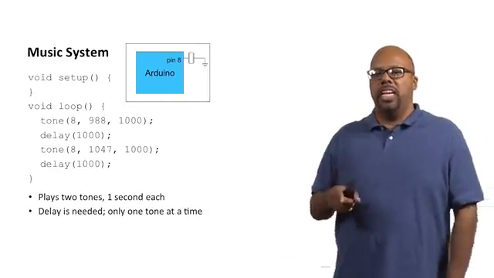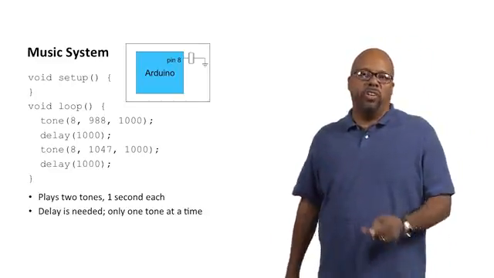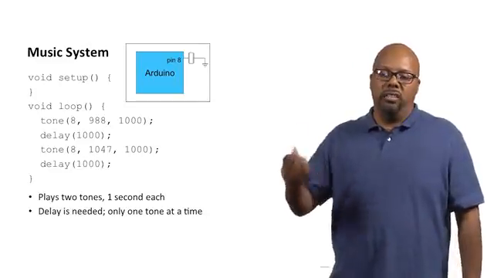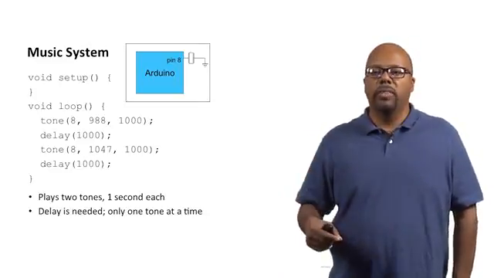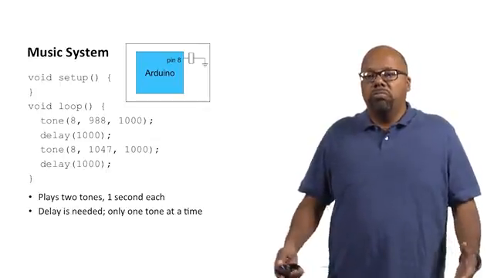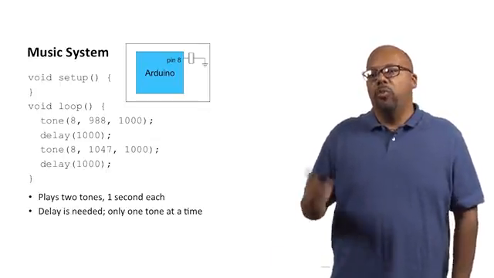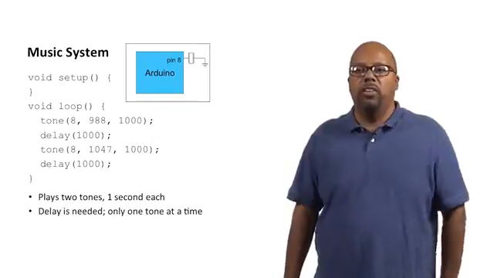Now, it happens at 988 hertz and 1047 hertz. Those are a B and a C on a scale. So it'll just play a B and then a C over and over and over. So, you know, it's a simple system. And if you wire that up, you should be able to hear these two tones.